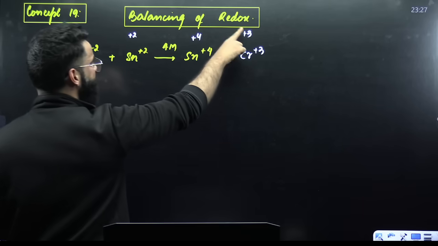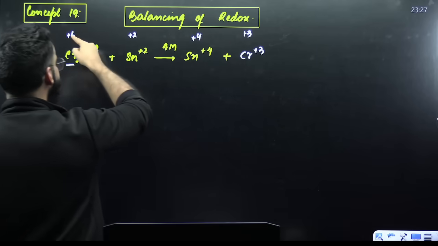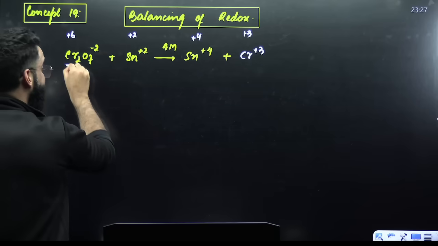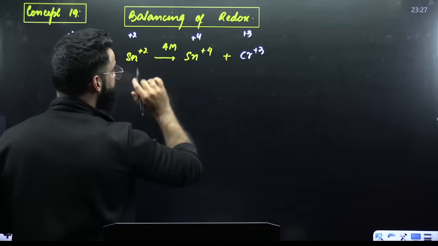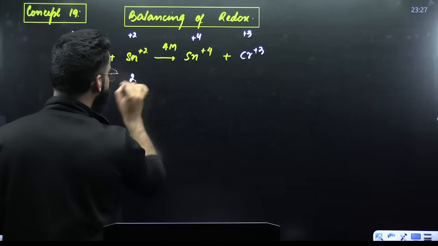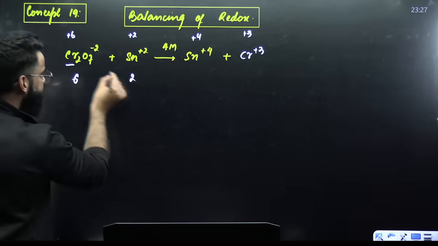Now, +6 to +3, change. Final minus initial. The value is 3. 3 is the change for one atom. I have 2, so 3 twos are 6. That means its n factor is 6. +2 to +4, change. Final minus initial. The value is 2, right? N factor is 2. Now crisscross these n factors.